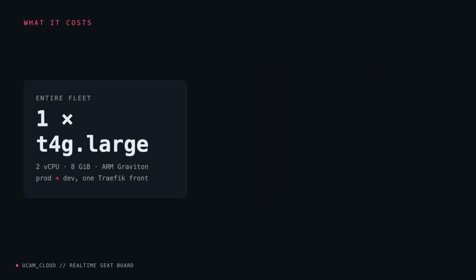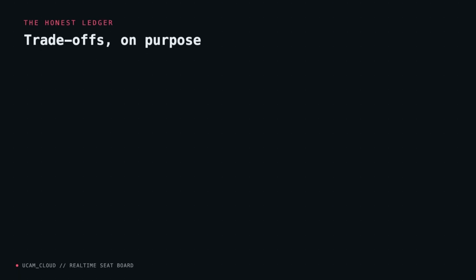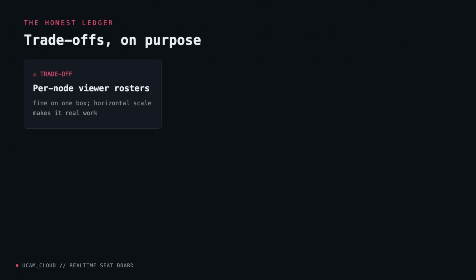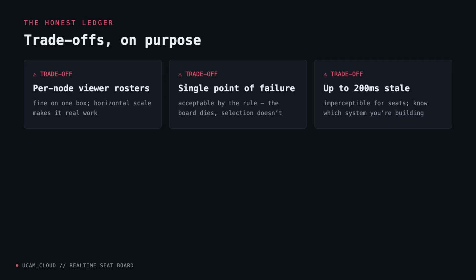Now let's touch on the cost of maintaining this system. The entire setup runs on a single shared server instance, which is capable of handling both production and development environments. It's designed to scale down during idle periods, costing only a few dollars a month when not in use. Of course, there are trade-offs. For instance, viewer counts are maintained on a per-node basis, which could complicate things if the system needed to scale horizontally in the future. Additionally, the real-time board can experience a slight delay, up to 200 milliseconds, but this is generally acceptable for a seat selection system.